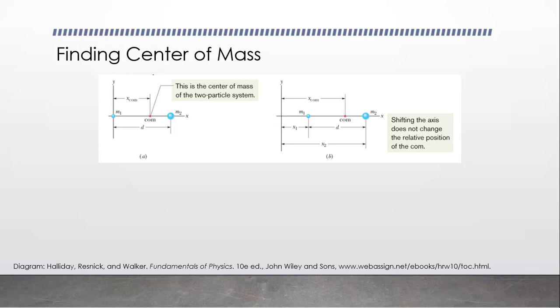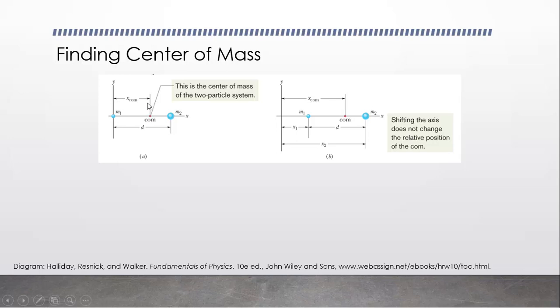Here's a diagram that comes right out of your textbook, and here I have mass m1 and m2. They're going to use COM as the center of mass. That's what they mean if you ever see me use COM or your textbook use COM. And they're going to say D is the distance between these two objects, and X is the location of the center of mass.